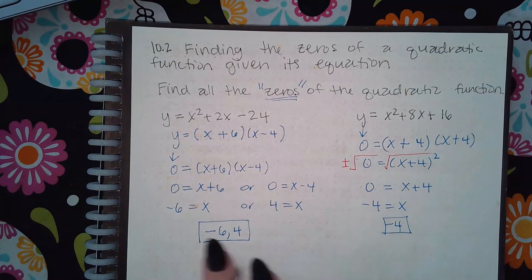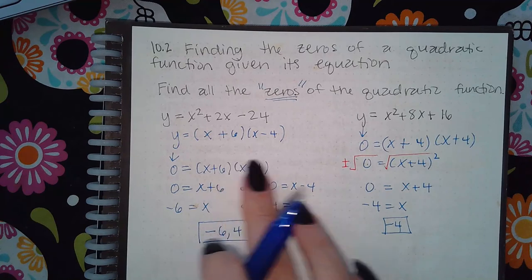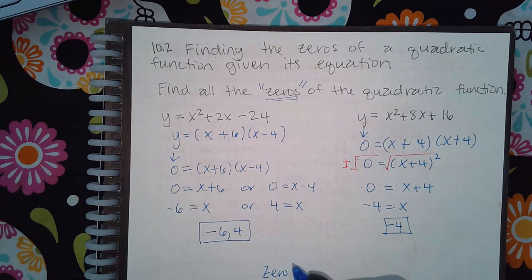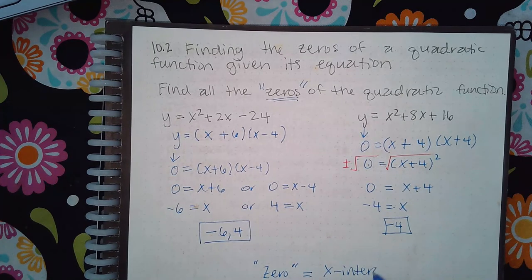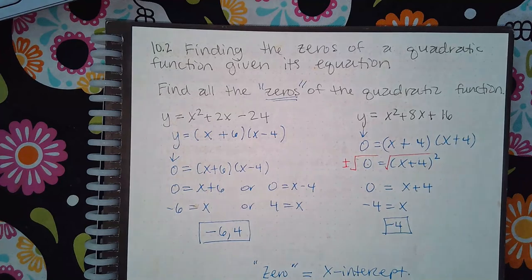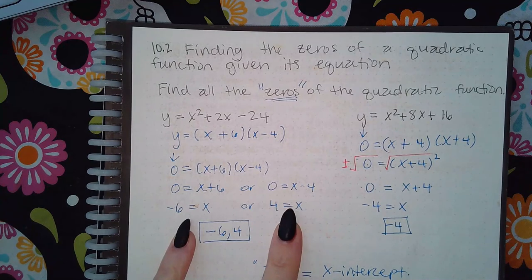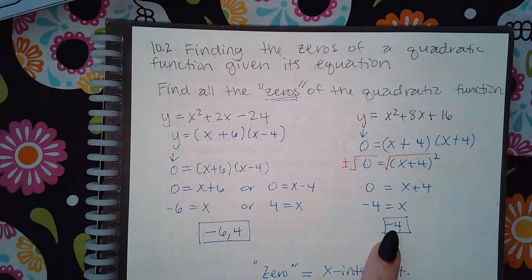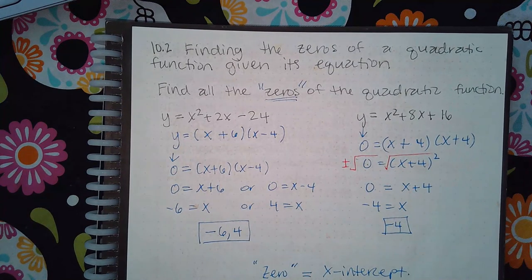This is a zero and these are zeros, but there's a difference between these that have a power of 1 and this one that has a power of 2. It behaves differently at that zero or x-intercept, because remember, zero is another word for x-intercept. Okay, so there is something happening in the graph around these x-intercepts because of the power being 1 around the factors, and then something different is happening at this x-intercept because of the power 2 on that factor. But again, we'll talk about that in another topic in the future.